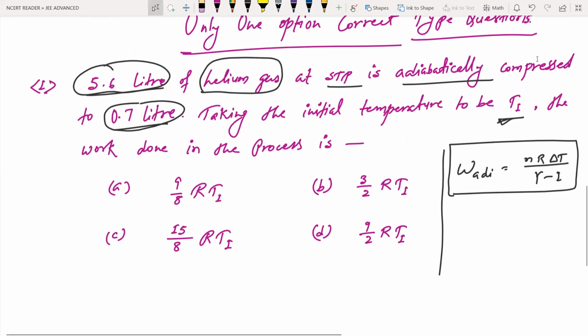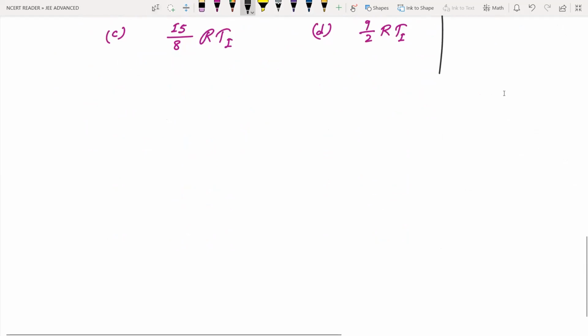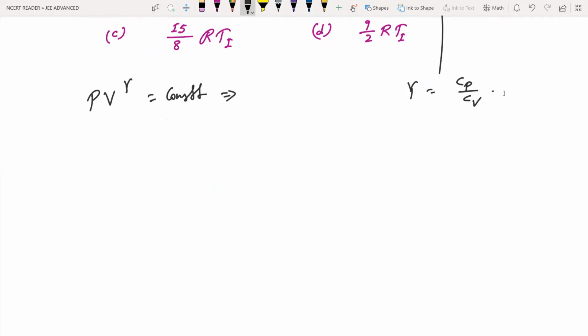It is adiabatically compressed. So we know that whenever it is adiabatic expansion or compression, we have the relation PV to the power gamma is constant. And on the basis of this, we can relate here how we can remove this gamma. It is a monoatomic gas, so gamma is Cp by Cv, and we know helium is monoatomic, so it will be 5 by 3, that we can write here.